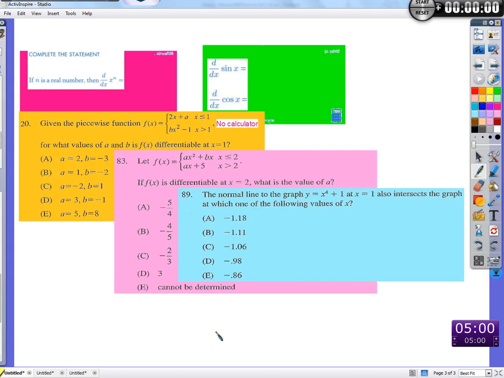All right, let's start with that first one, the pink one. Just take a look at that. See if you can write something down.